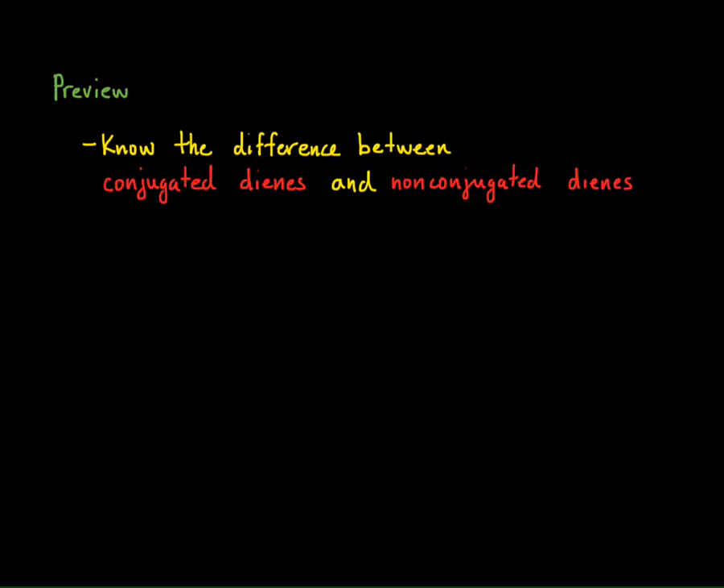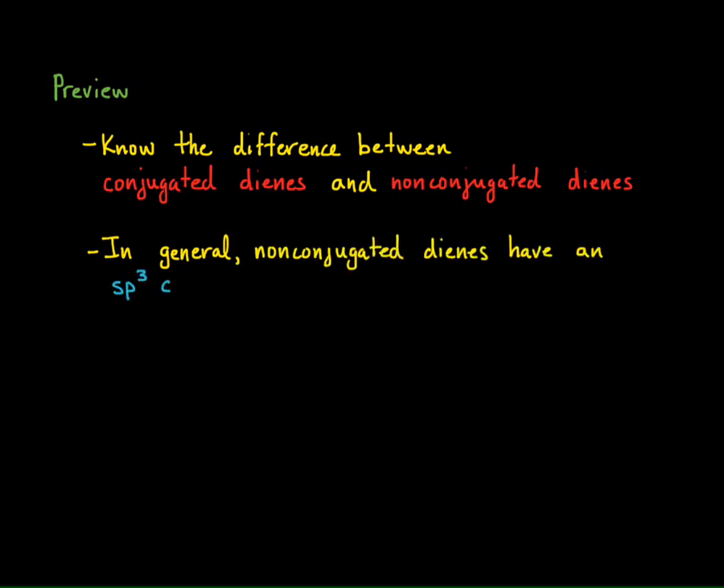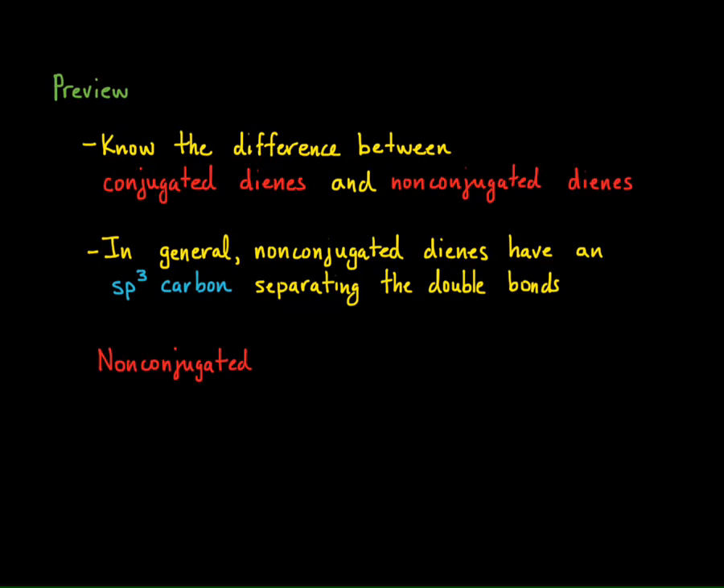Now, as the name implies, a diene is an alkene, a molecule that has two double bonds. So, in general, non-conjugated dienes have an sp3 carbon that separates the two double bonds. So let's look at a couple of examples of non-conjugated dienes. The first example is 1,5-octadiene.